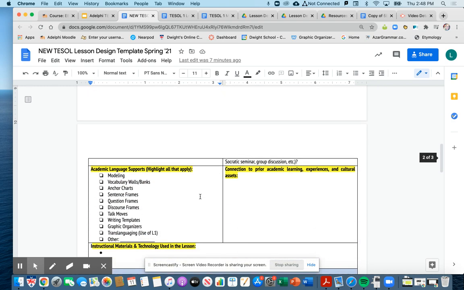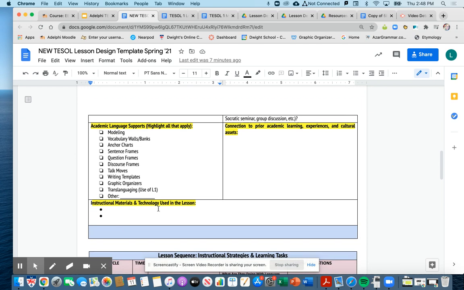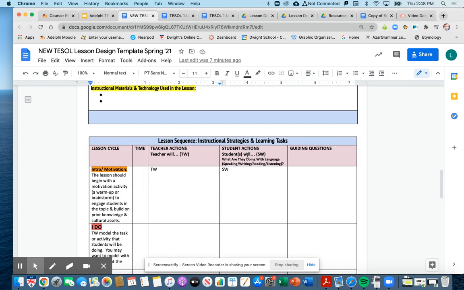So you'll add in all that detail: what supports would be included, materials, technology, and what prior knowledge students have going into this lesson. So if they've already learned about global warming or they've already learned about linear equations, you'd put that there so we know what prior knowledge they have.